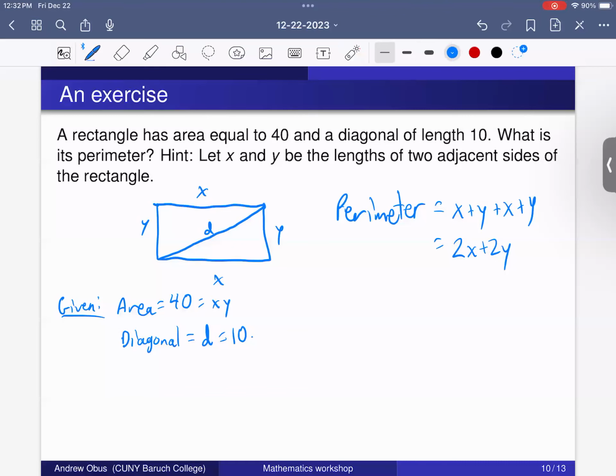By the way, James, yeah, that's also correct. You can factor out the 2 if you want, 2 times x plus y, or if you want to call them h and w, that's fine too for height and width. So what equation do we have that relates the diagonal to x and y?